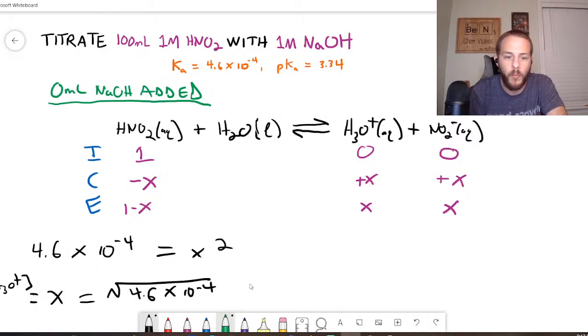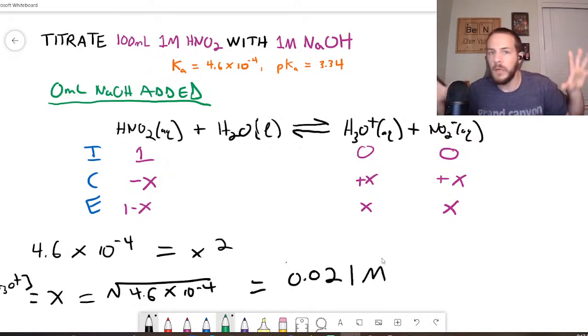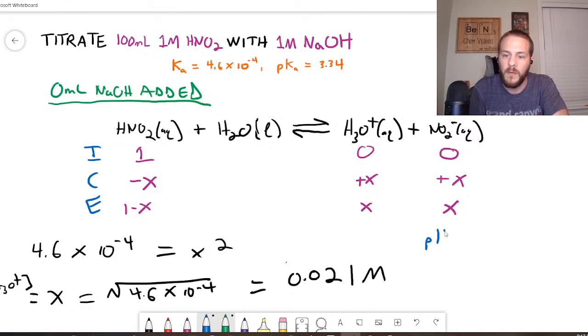So the square root of 4.6 times 10 to the minus 4, what is that? Looks like it's 0.021. So we know that the concentration of hydronium ion is 0.021 molar. And so we're just one last step away from getting the pH. The pH is equal to the negative log of the H3O plus concentration. That's the expression for pH. Since we just calculated the H3O plus concentration, we can throw that in here. So it's the negative log of 0.021.